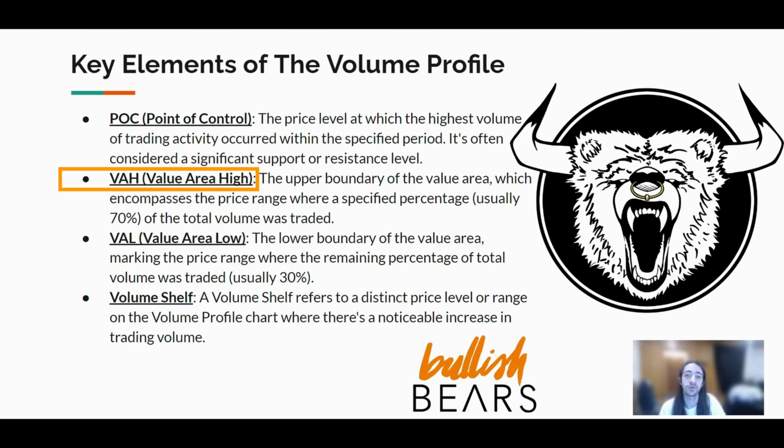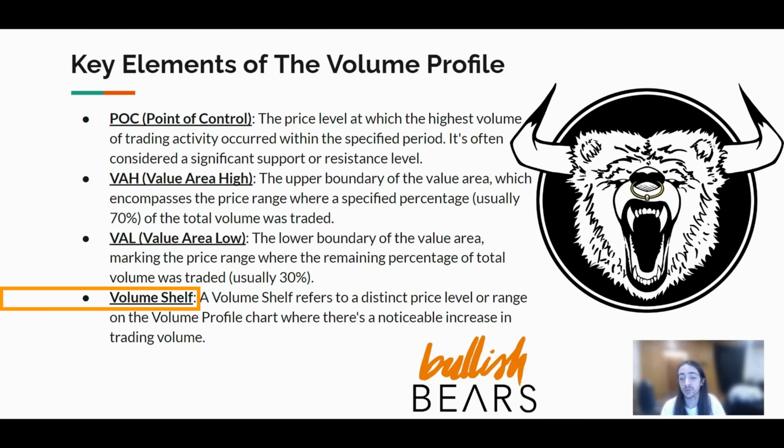VAH is the value area high. That's the upper boundary of the value area, which encompasses the price range where a specified percentage, usually 70% of the total volume, was traded. The VAL is the value area low. That's the lower boundary of the value area, marking the price range where the remaining percentage of total volume was traded, usually 30% if the value area high was 70%.